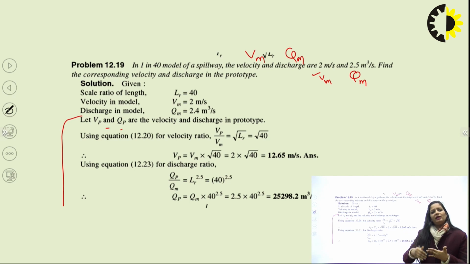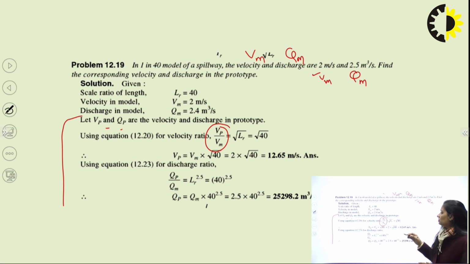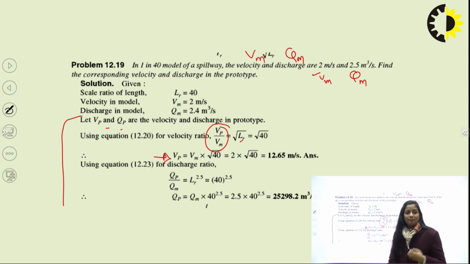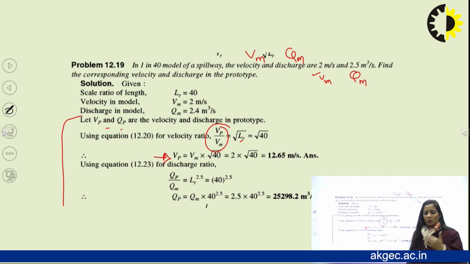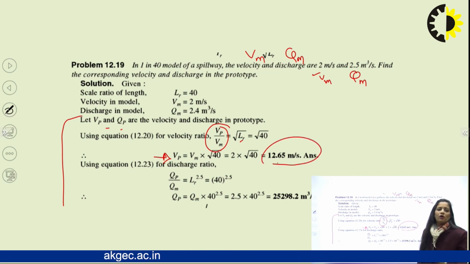Now apply other ratios. Length ratio, you know very well. Now apply the other ratio like velocity ratio. We know very well the velocity ratio is equal to root over LR. Here also we have used the velocity ratio because we know what LR is. So Vp by Vm will be equal to root over 40. LR is given as 40. Now calculate Vp, because Vm is given to you as 2. Vp is Vm multiplied by root over 40. You will get an answer of 12.65 meter per second.